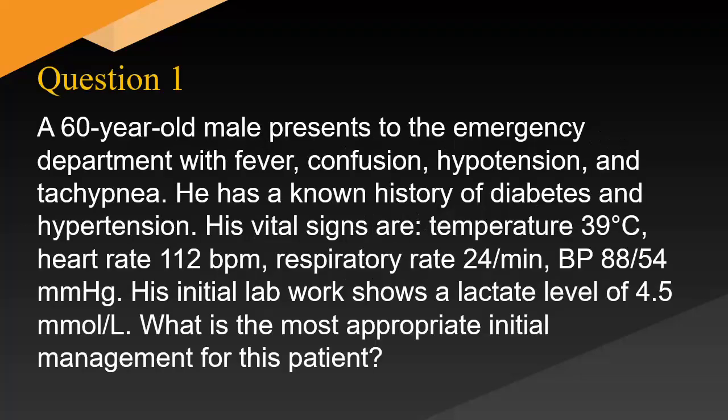A 60-year-old male presents to the emergency department with fever, confusion, hypotension, and tachypnea. He has a known history of diabetes and hypertension. His vital signs are temperature 39°C, heart rate 112 bpm, respiratory rate 24/min, BP 88/54 mmHg. His initial lab work shows a lactate level of 4.5 mmol/L. What is the most appropriate initial management for this patient?